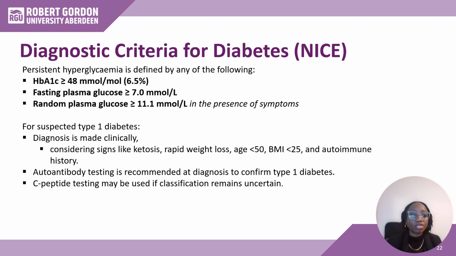So we have those, and then the random one is termed diabetes if it's above 11.1, but also in the presence of symptoms.